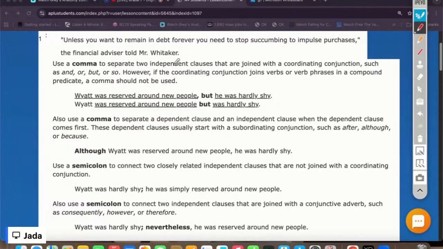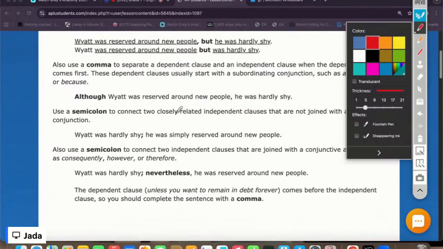Okay, so you use a comma to separate two independent clauses that are joined with a coordinating conjunction, such as and, or, but, or so. So these are the coordinating conjunctions that we have. However, if the coordinating conjunction joins verbs or verb phrases in a compound predicate, a comma should not be used. Okay, so we have: Wyatt was reserved around new people, but he was hardly shy. So but is a coordinating conjunction, so we have to use a comma. And then: Wyatt was reserved around new people but was hardly shy. So this was the verb phrase, right? Okay.